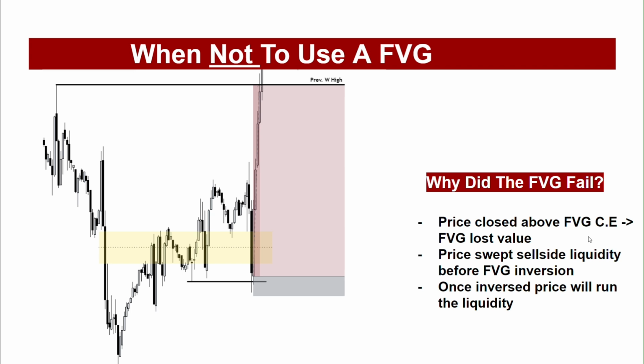So price closed above the fair value gap CE and lost its value. The IFVG gained its value once the fair value gap lost its value. Price swept the sell side liquidity right here before the fair value gap inversion. And then also once inversed, price will run the liquidity. So price ran the liquidity right here. And I hope this helps you guys understand fair value gaps more and understand the way that you're able to use them within the markets in your favor.